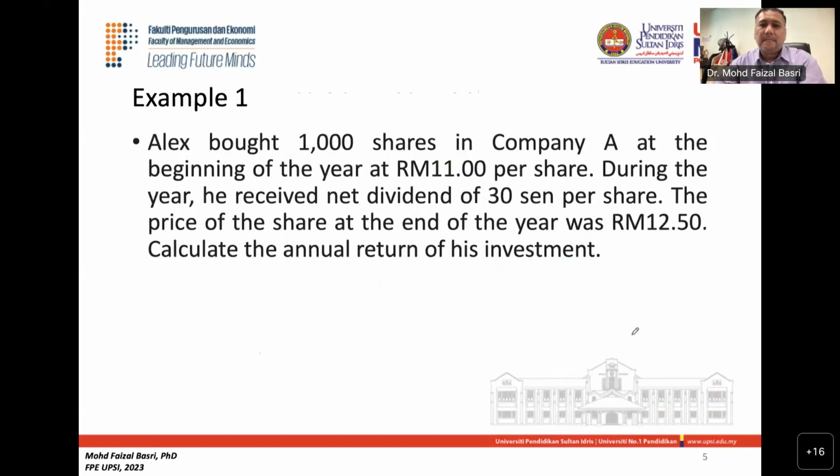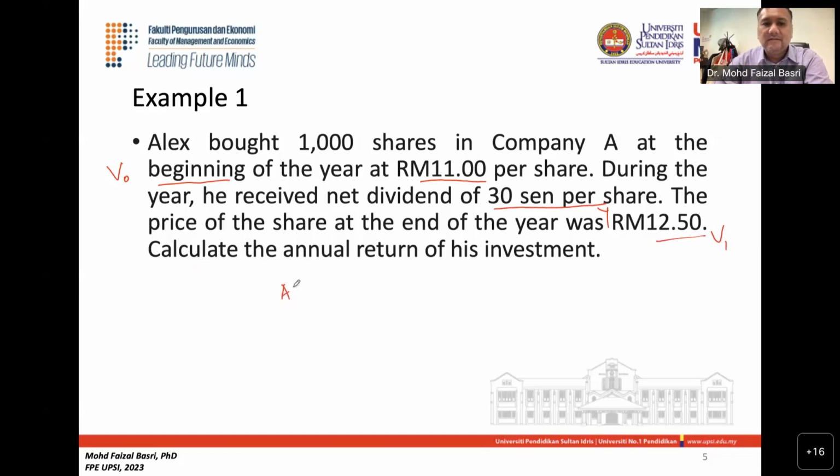So for example, Alex bought 1,000 shares in company A at the beginning of the year at 11 ringgit per share. So this is the price per share, 11 ringgit at the beginning. This is your V0, the value of the original investment. During the year, he received a net dividend of 30 cents per share. So this is the income, or Y. And the price of the share at the end of the year was 12.50. So this is the value at the end of the year. The question asks to calculate the annual return of his investment.